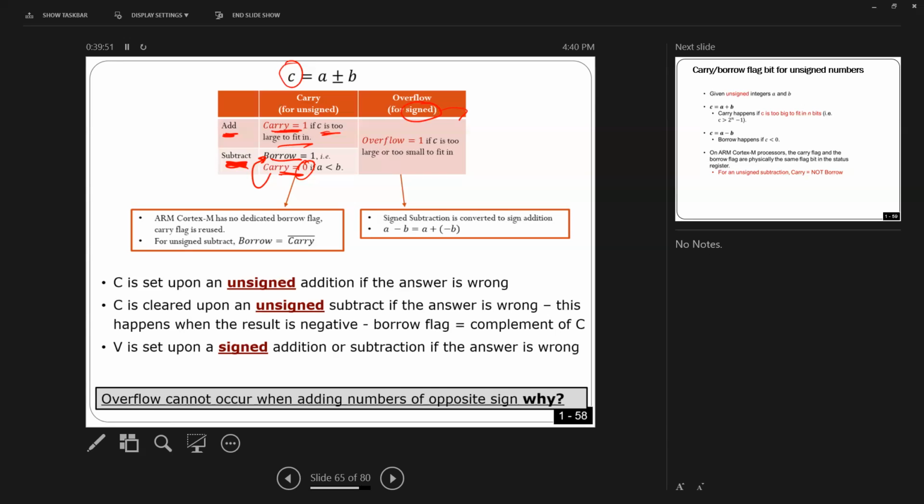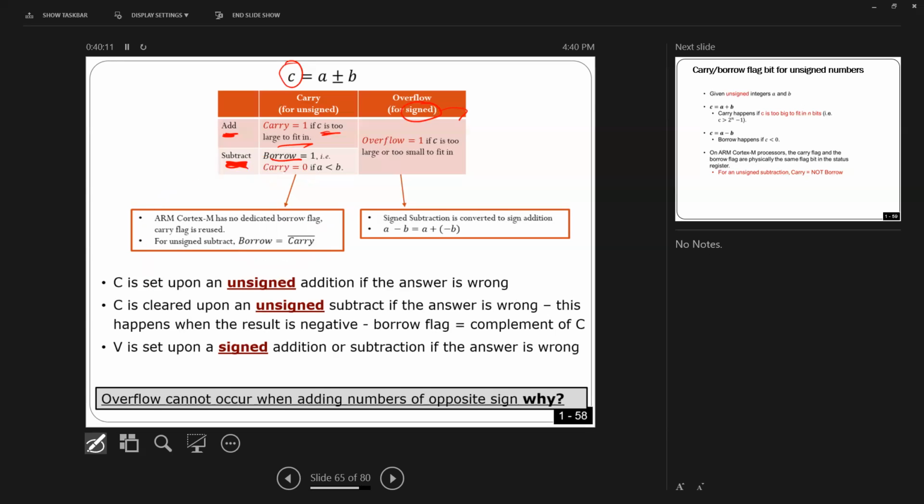If you do subtraction and carry is 0, it means the borrow should be 1. If there is a borrow, carry is 0. If there is no borrow, the carry is 1. That's why I told you the borrow should be the complement of the carry. And the hardware is going to do this automatically in the case of subtraction.